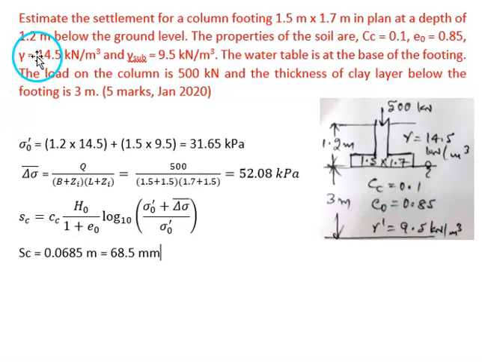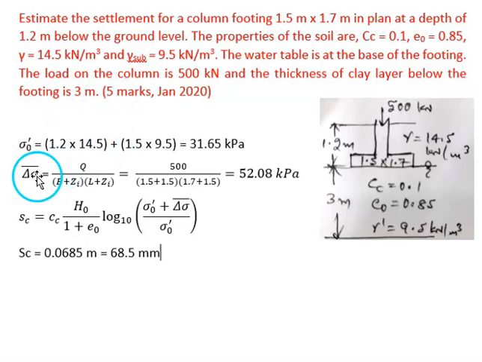Another example is to estimate the settlement for a column footing 1.5 meter by 1.7 meter in plan at a depth of 1.2 meter below the ground level. The properties of the soil are Cc equal to 0.1, e naught equal to 0.85, gamma equal to 14.5 kN per meter cube, and submerged unit weight is 9.5 kN per meter cube. The water table is at the base of the footing. The load on the column is 500 kN and the thickness of clay layer below the footing is 3 meter.